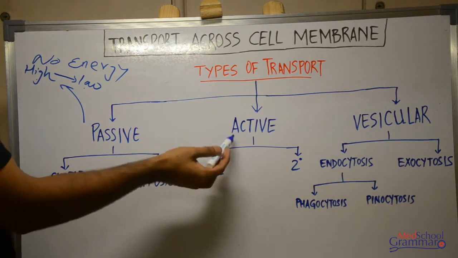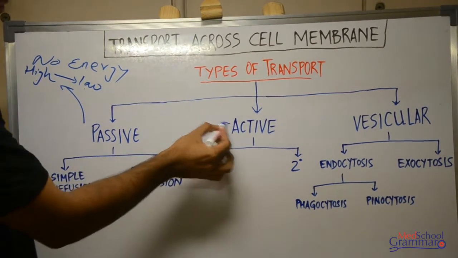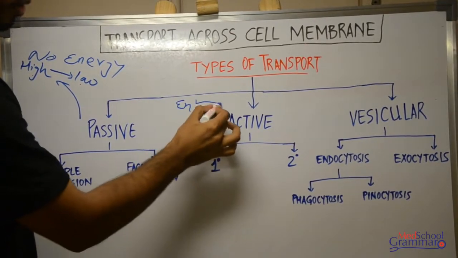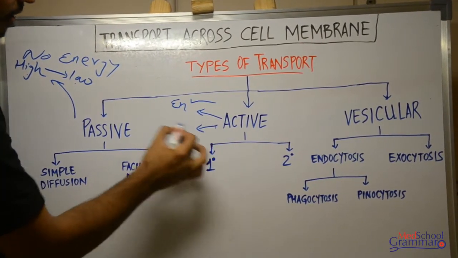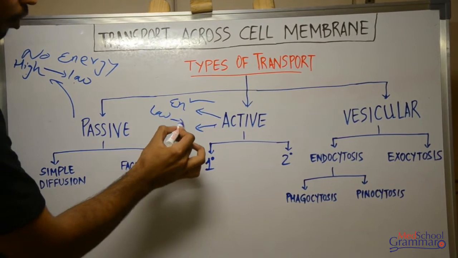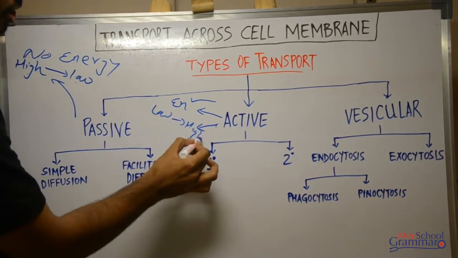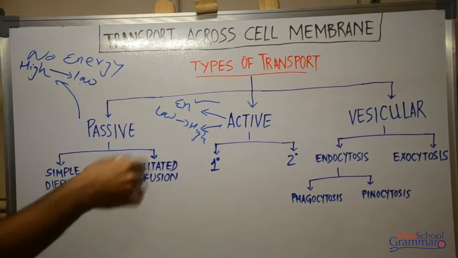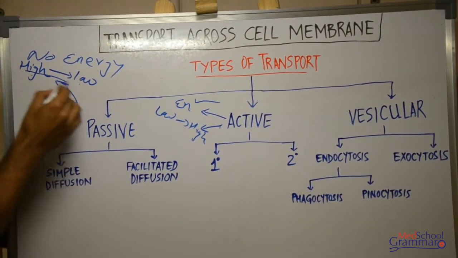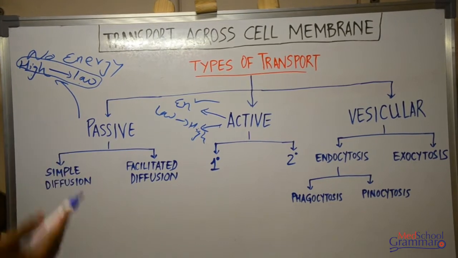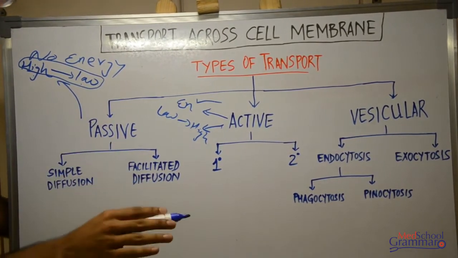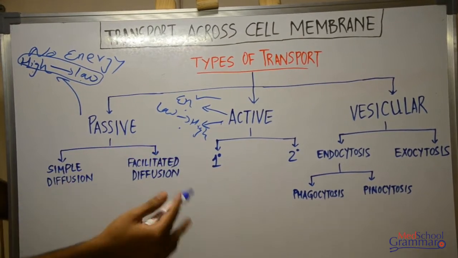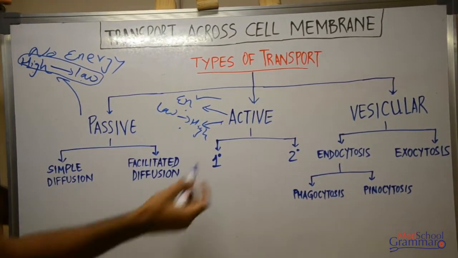Moving on to active transport. The word active literally means two things again. Energy use is required, and secondly, the movement of particles is from low to high concentration, that is across the electrochemical gradient or uphill. This is along the electrochemical gradient or downhill. Active, energy utilized, and this is uphill or against the electrochemical gradient.